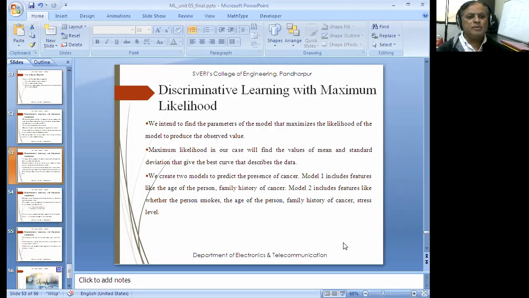The maximum likelihood in our case will find the values of mean and standard deviation that give the best curve that describes the data. So maximum likelihood कैलकुलेट करने के लिए आप कुछ स्टैटिस्टिकल पैरामीटर्स का इस्तेमाल कर सकते हैं.